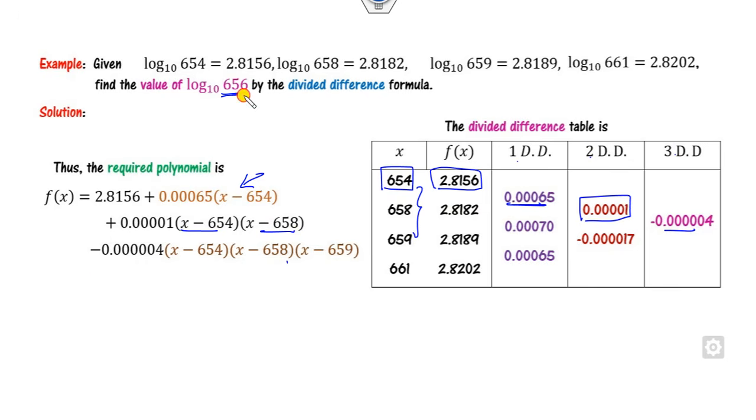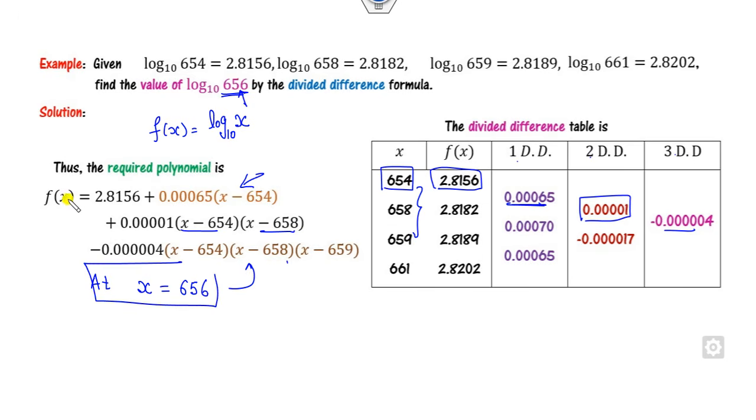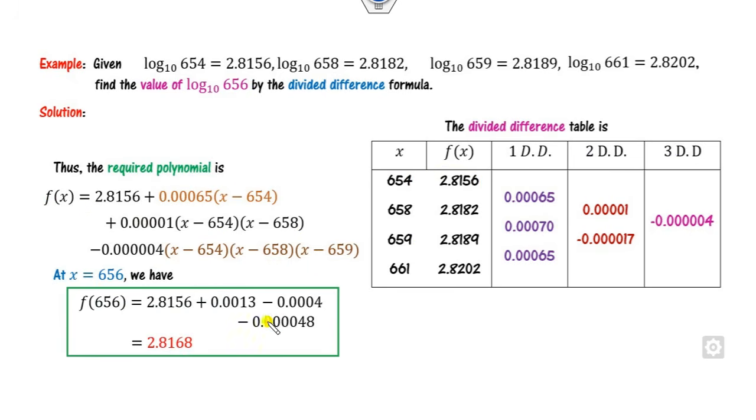Now your target is to find the value at x equal to 656, because my f of x is log base 10 of x. So now my target is to find the value at 656. I can substitute this value in this expression, and we can get the value here as the requirement.